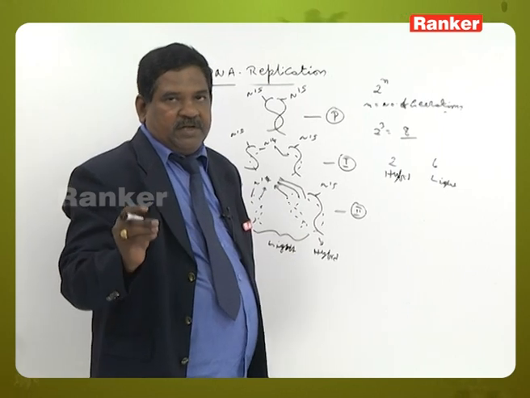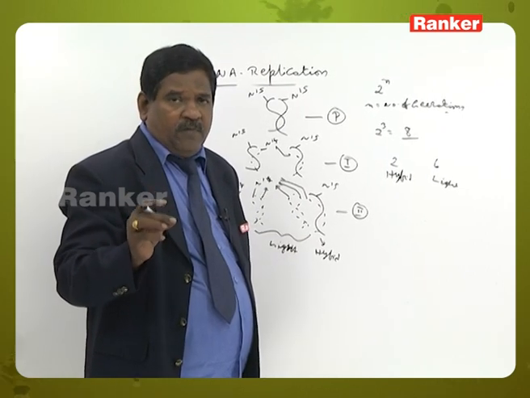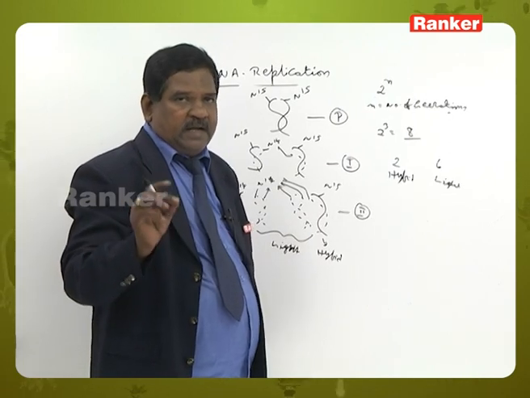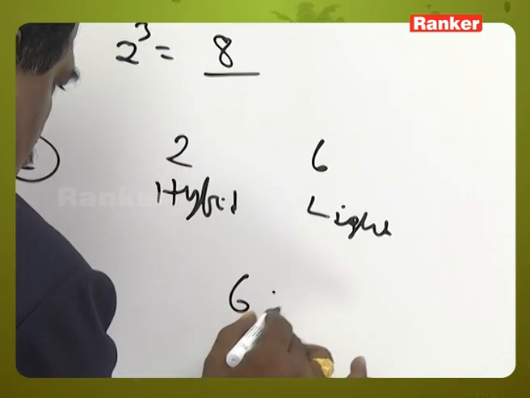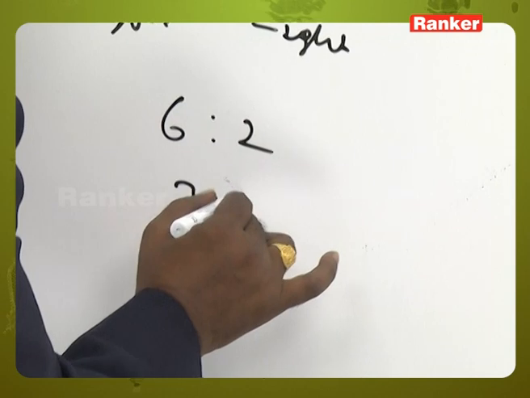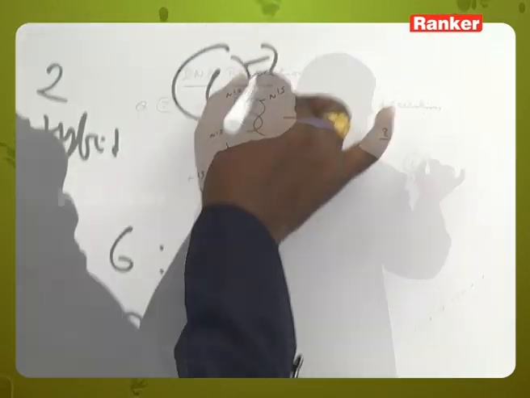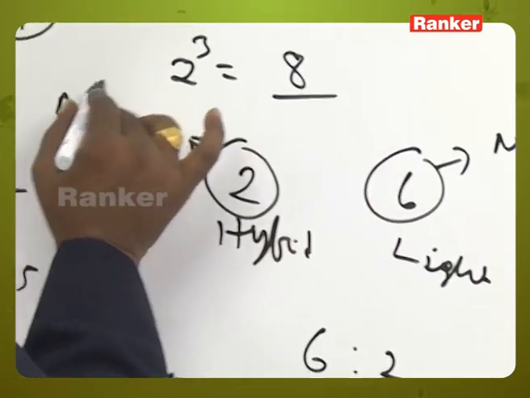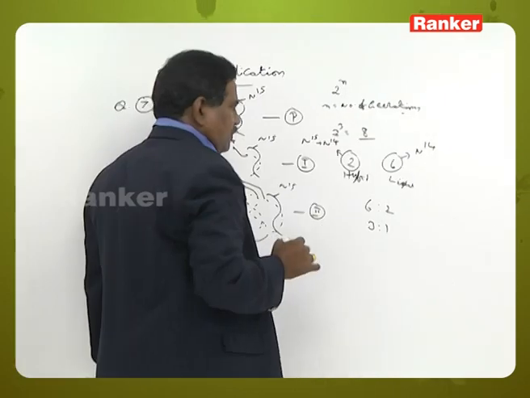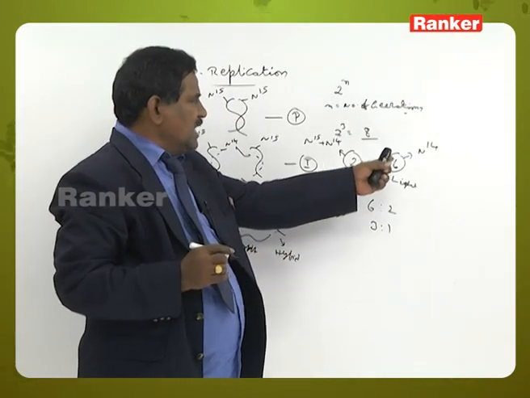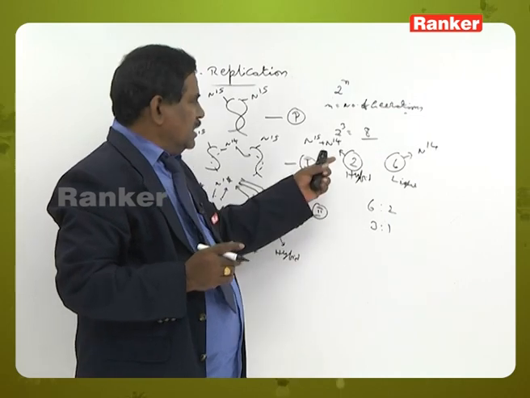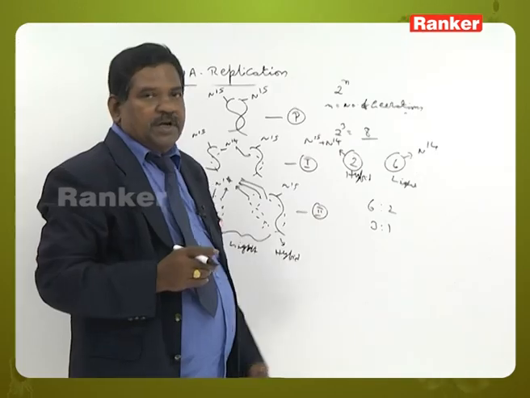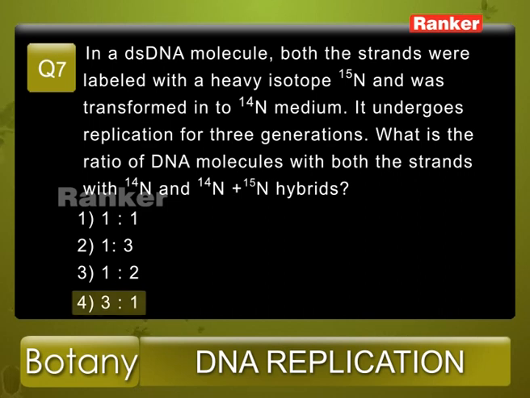So the question is the ratio between the N14-containing DNA molecules and DNA molecules containing both N15 and N14. That is 6 is to 2, that is the ratio 3 is to 1. So 6 consist of only N14 and these two consist of both N15 plus N14. The ratio is 6 is to 2, ratio 3 is to 1. So the answer is 4.